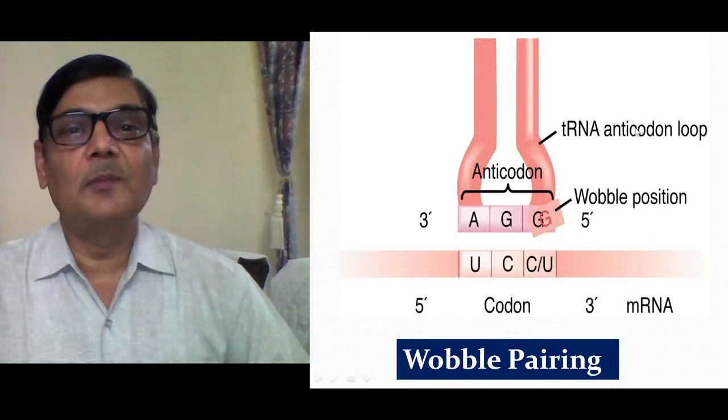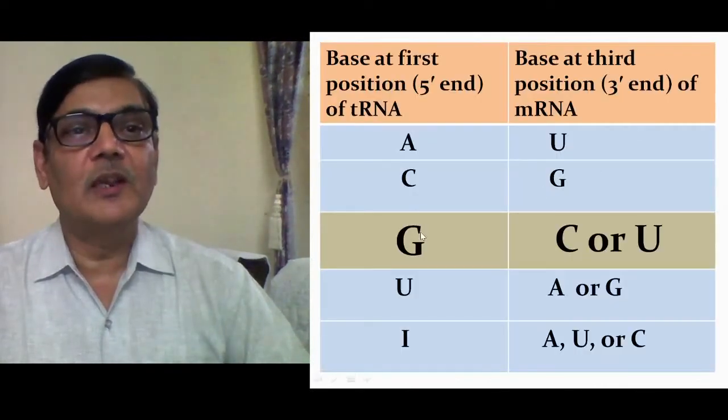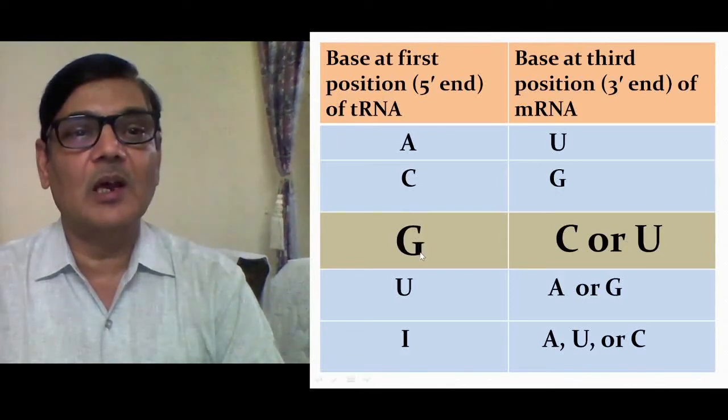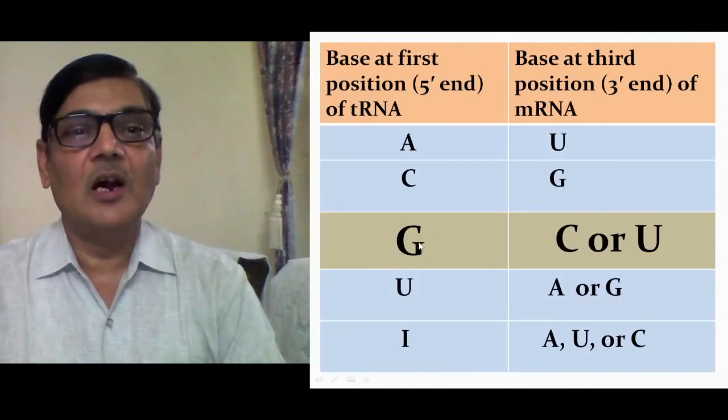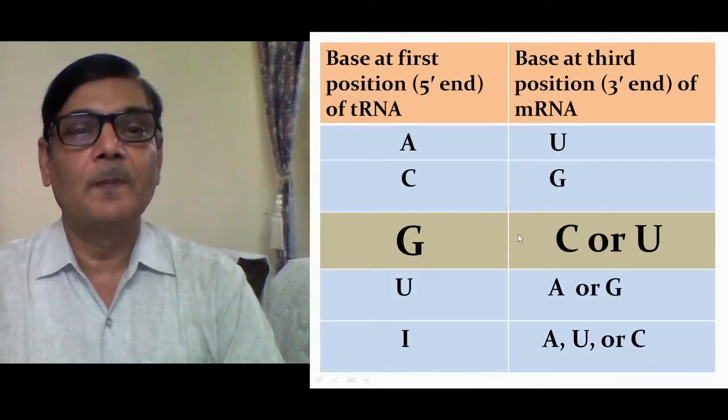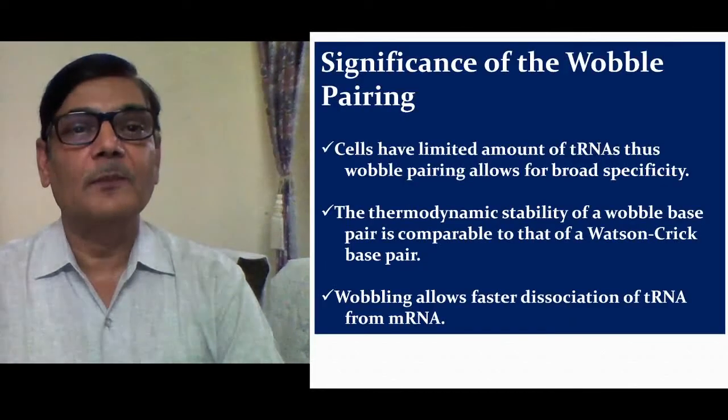So this is wobble pairing, and that is why in this table you are observing that G present at the first position in transfer RNA is efficient enough to pair with cytosine, or it can also pair with uracil. So this is flexible pairing between the third letter of the codon and the first letter of the anticodon.